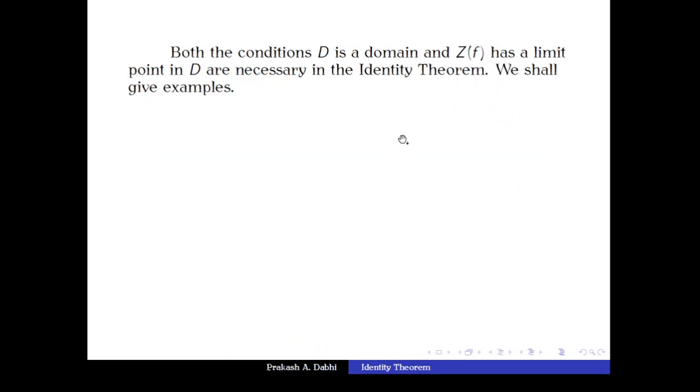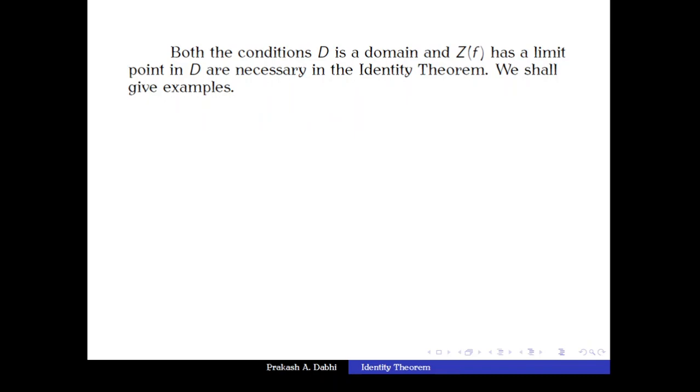Okay, so now we have seen in the identity theorem that D is a domain, means it's an open connected set, and if we are given an analytic function such that the set of zeros of f has a limit point in D, then the function is identically 0. So now we give two examples. We cannot drop the condition that D is a domain, means D is connected, and the second condition that the set of zeros of f has a limit point in D also cannot be dropped.